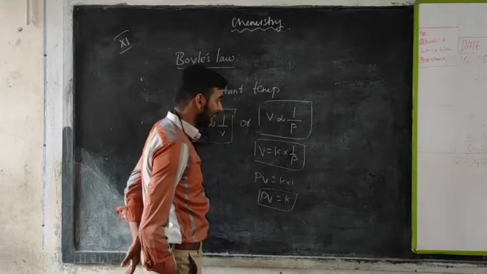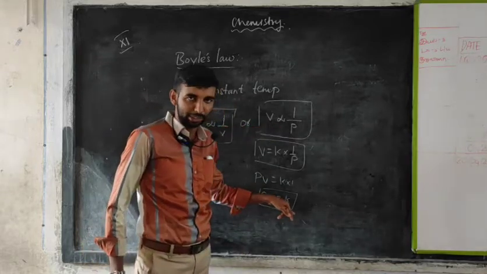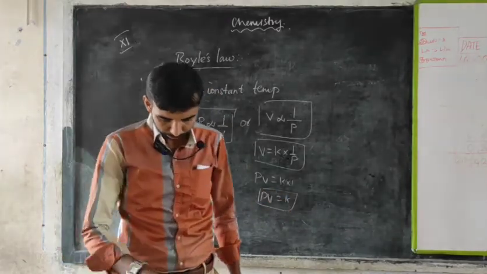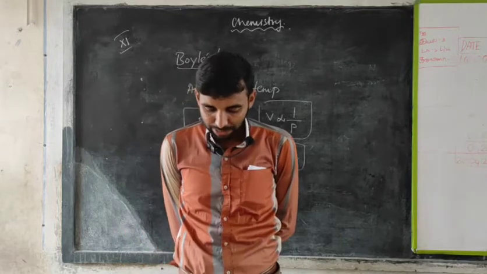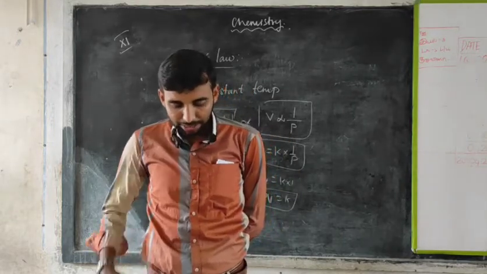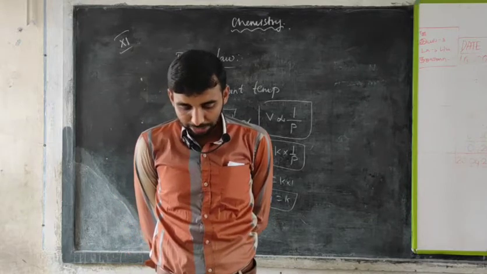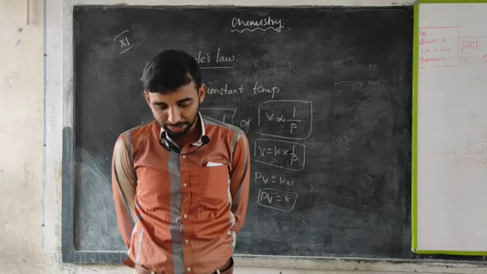Okay, by rearranging the equation, we get the value of PV equal to K. Nothing but Boyle's law. Boyle's law is applicable to all gases regardless of their chemical identity. Chemical identity provides the pressure aspect. Therefore, for a given mass of gas under two different sets of conditions at constant temperature, we can write it.